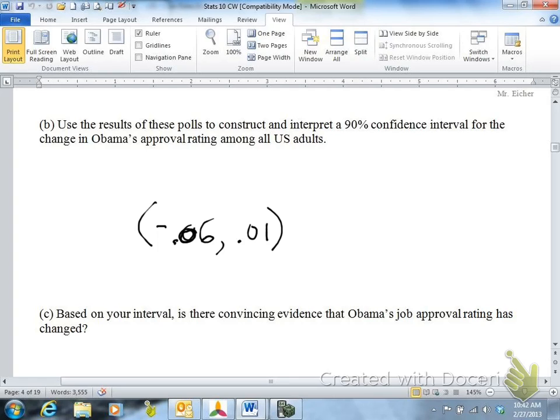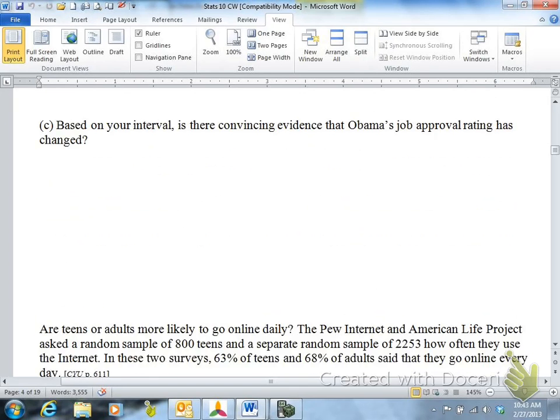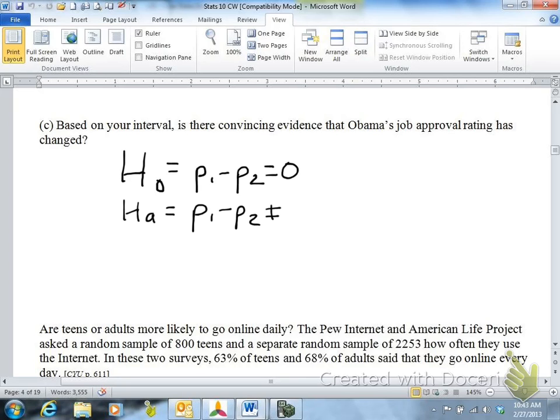On the next question, we're asked, based on your interval, is there convincing evidence that Obama's job approval rating has changed? If you think of the hypotheses, if his job approval rating has not changed, if you think of the null hypothesis, if it has not changed, then the difference between the two proportions, if P1 and P2 are the same, there's no change, that would equal 0. The alternative hypothesis would be if it's just changed. We don't know if it's gotten better or worse, so it's two-sided, not equal to 0.